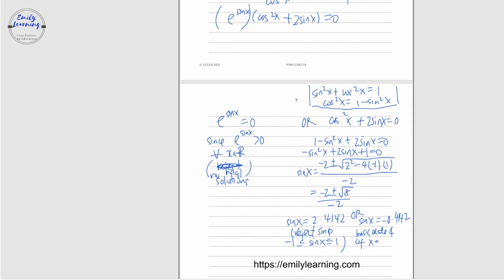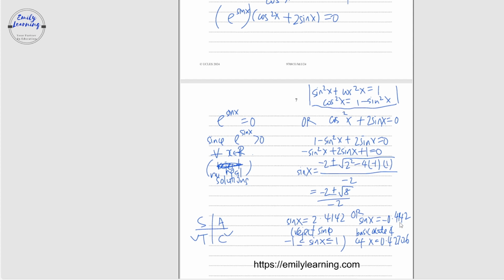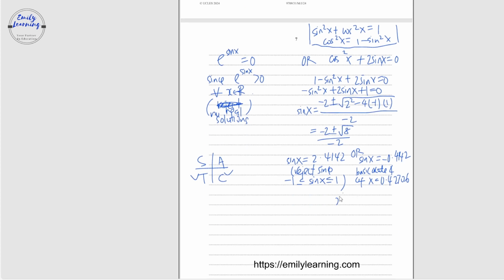Which gives me 0.42706. But sine is negative, so remember our quadrants. When sine is negative, we are looking at the third and the fourth quadrant. How do we find angles in the third quadrant? Well, if it's in radian mode, we will take pi plus the basic angle. And if it's in the fourth quadrant, it will be 2 pi minus this.